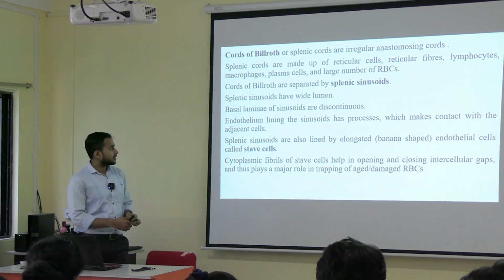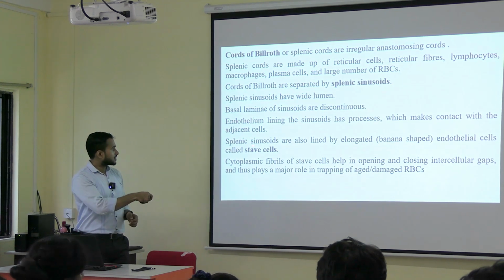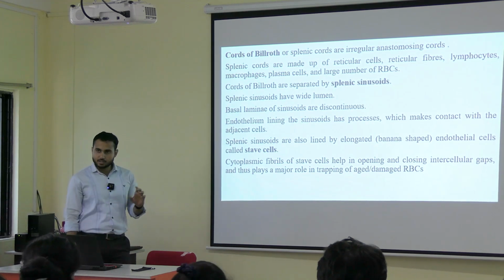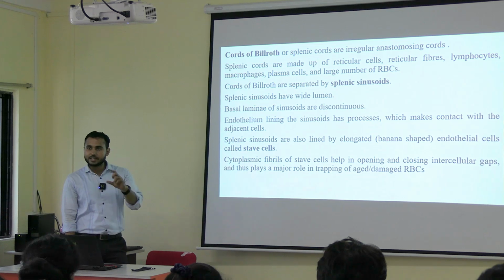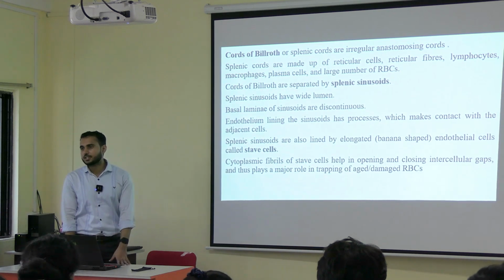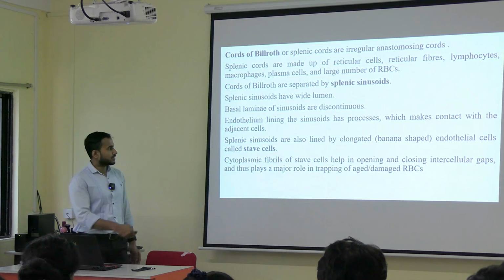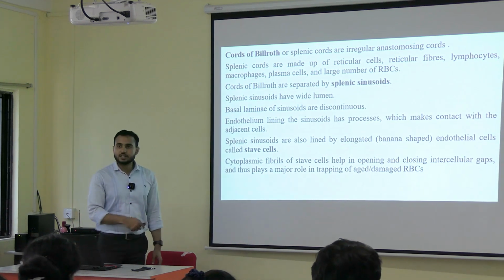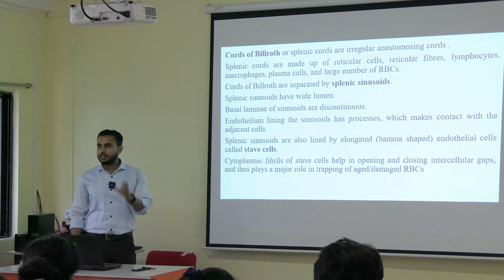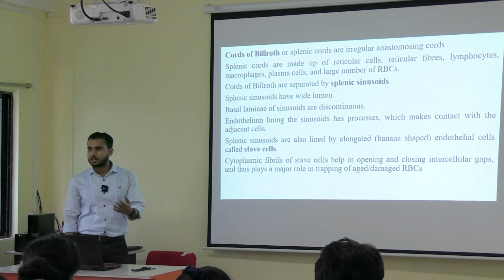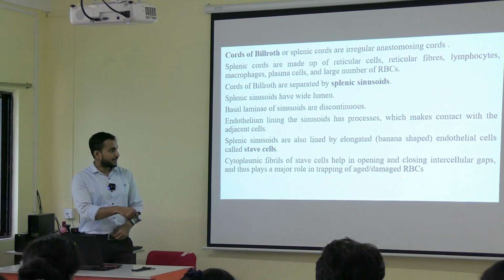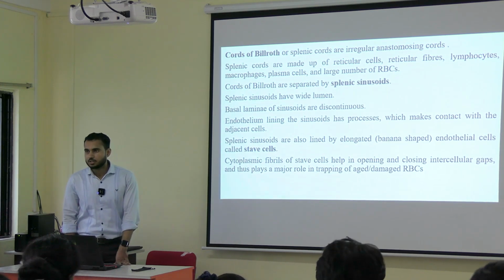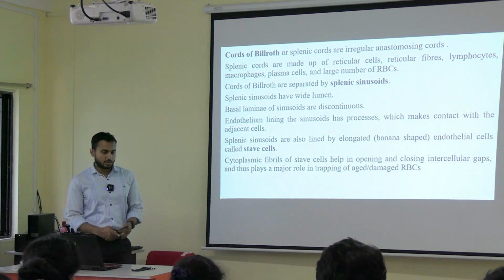Sinusoids में क्या रहता है? As you can see, splenic sinusoids are lined by elongated banana-shaped endothelial cells. They are endothelial cells only, but they are elongated. And if you see the shape, it is banana-shaped. That's why they are also called as stab cells. तो इसका function क्या है? The opening and closing will filter the RBC. Means जो older RBC है, that will not be able to pass through it. So that is the filtration which is done by the sinusoids.